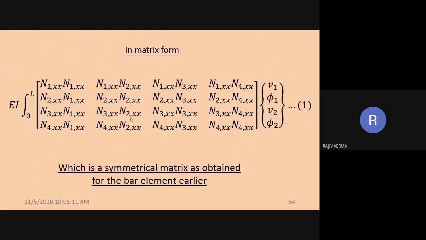And as you can see that this happens to be a matrix of size 4 by 4. Obviously, it has to be a matrix of size 4 by 4 because there are 4 unknowns, V1, Phi1, V2 and Phi2, corresponding to the 2 degrees of freedom at 2 nodes. And as you can observe, this also happens to be a symmetrical matrix.